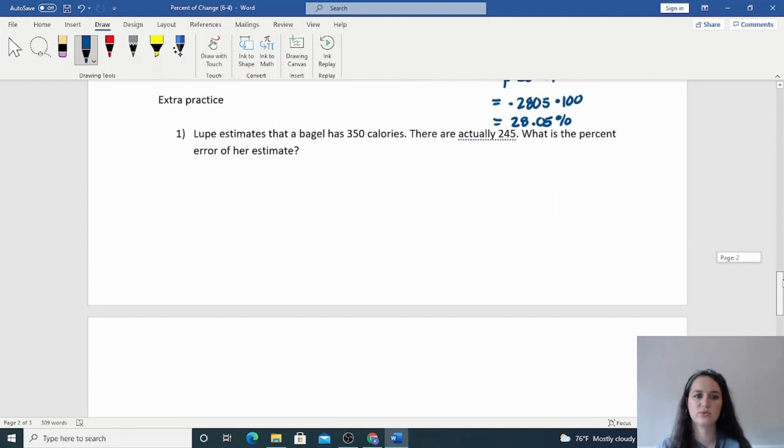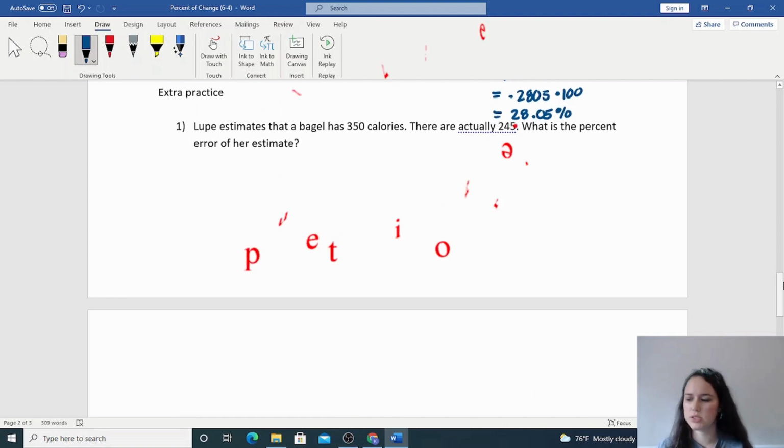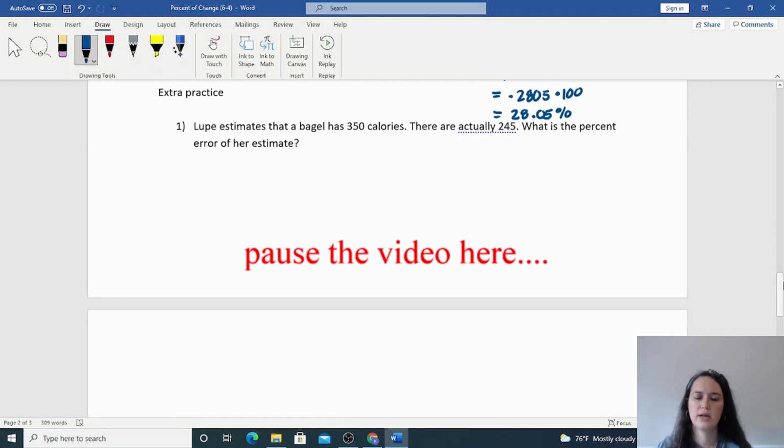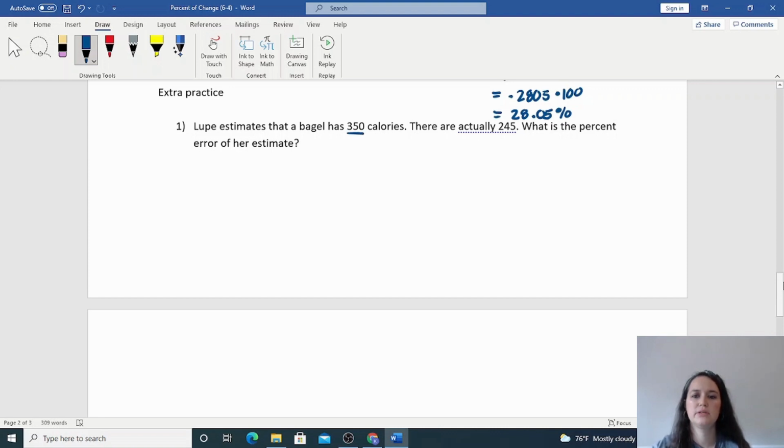All right, let's do the same for Lupe, and I think I have a couple more. Okay, we can't really see the next one. All right, so let's do Lupe's. Go ahead and pause it, and you try it. I'm going to set it up, though. So she thinks that a bagel has 350 calories, and there's actually 245. So what's the percent error of her estimate? So the actual is 245 minus 350 over 350 inside my bars times 100%.